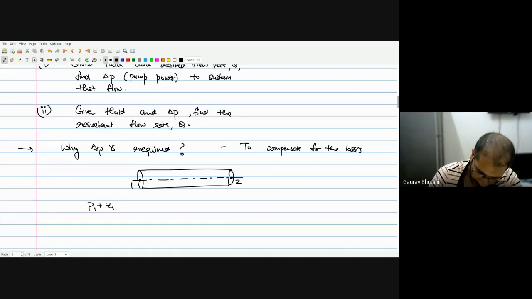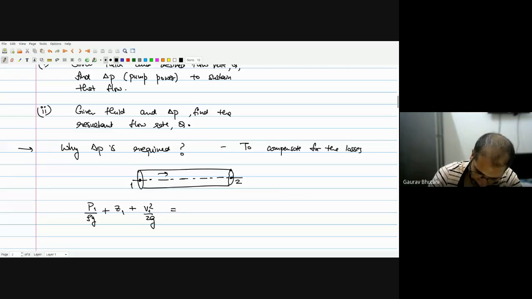So on the left hand side, the total energy is P1 by rho g. We're talking in terms of head here, so we have transformed all the dimensions into dimensions of length. So we have the pressure energy, or the pressure head, plus the gravitational head, plus the velocity head.